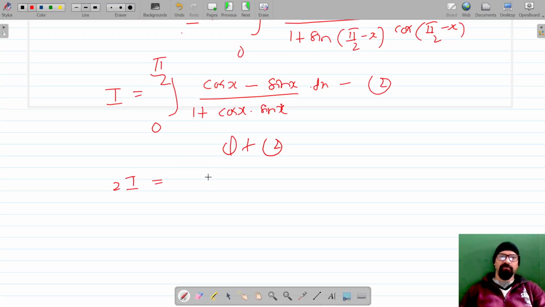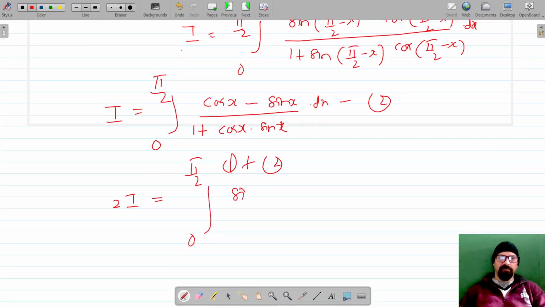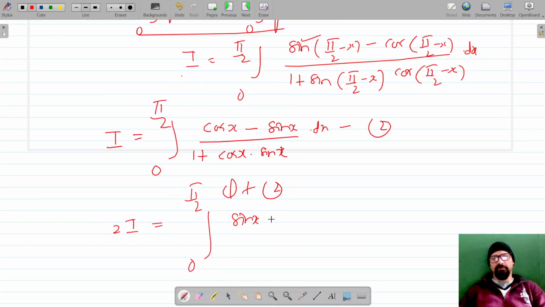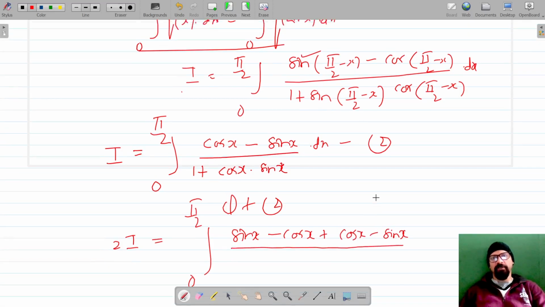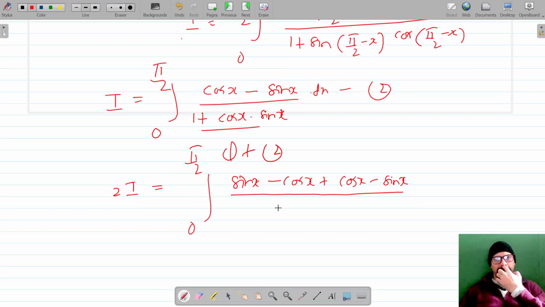Adding I plus I is 2I, and this is 0 plus pi by 2. This was sine x minus cos x. This is sine x minus cos x plus cos x minus sine x, and the denominator is the same. So this is 1 plus sine x upon 1 plus sine x into cos x, which is the same. So I can write it as 1 plus sine x into cos x.